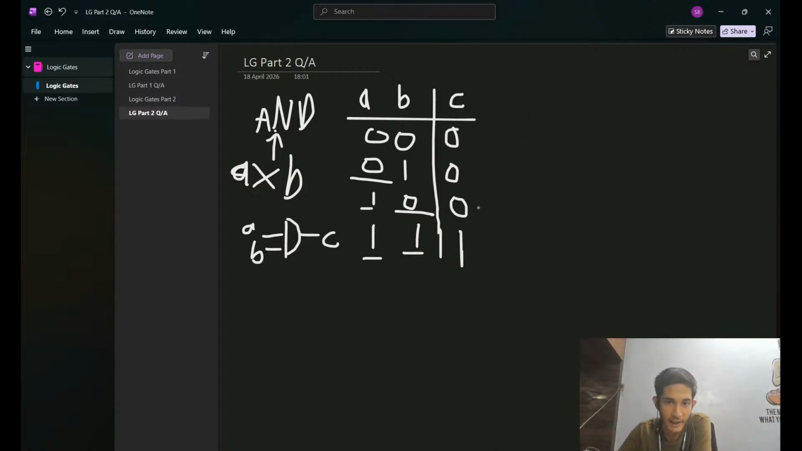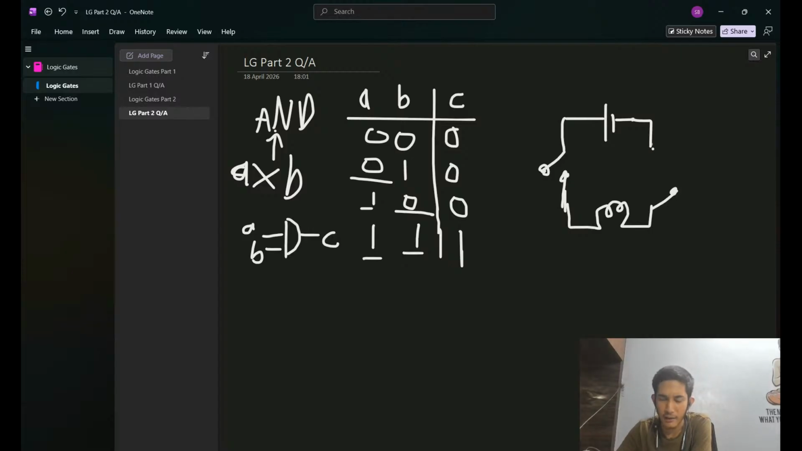Now, there's also a circuit diagram explanation for this, where if you have a battery and then you have a circuit, this bulb is your output, then the switches will be arranged like this to form an AND gate. Okay, so this causes an incomplete circuit or an open circuit when both of the switches are open. If only one of them is closed, then still the circuit is open. But if both are closed, then current will have a proper way to pass through, right?